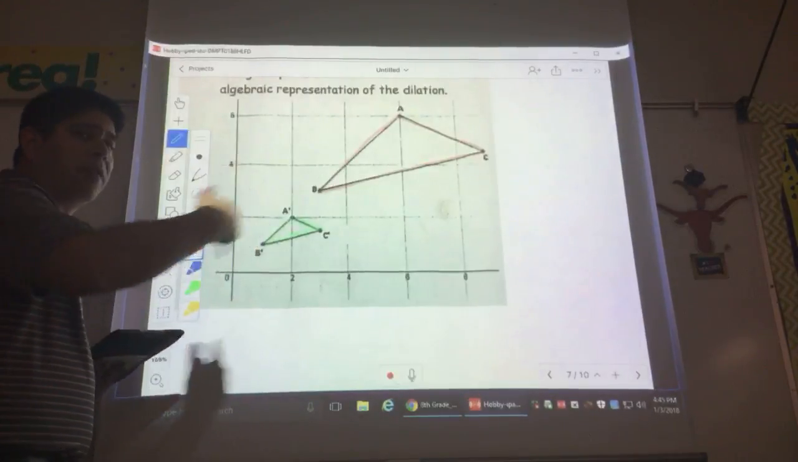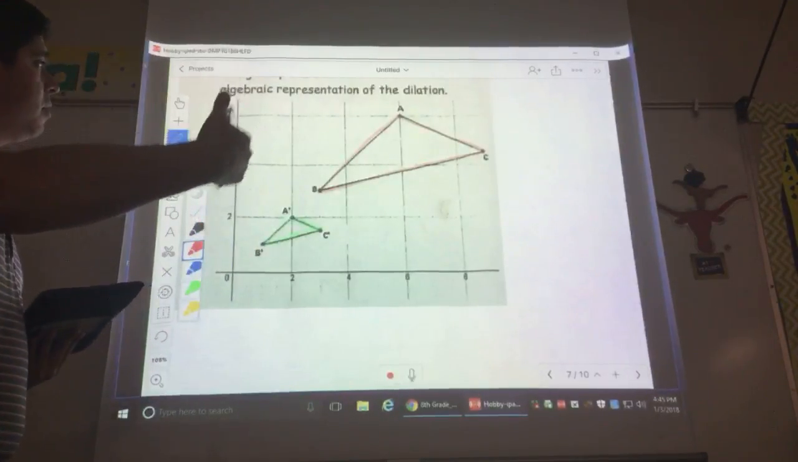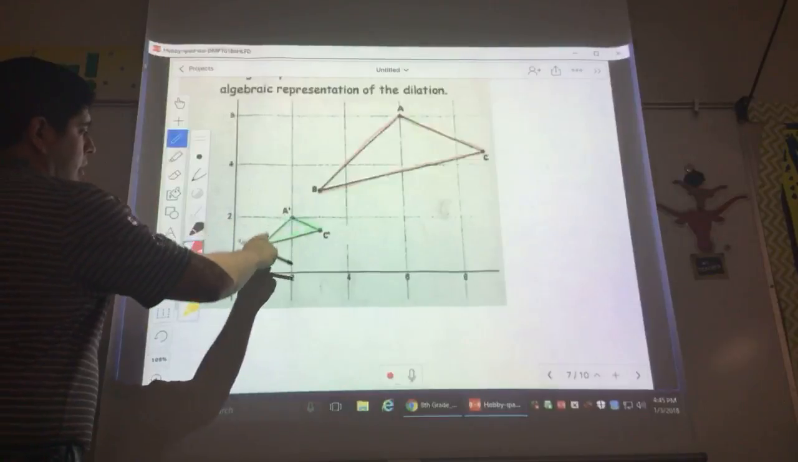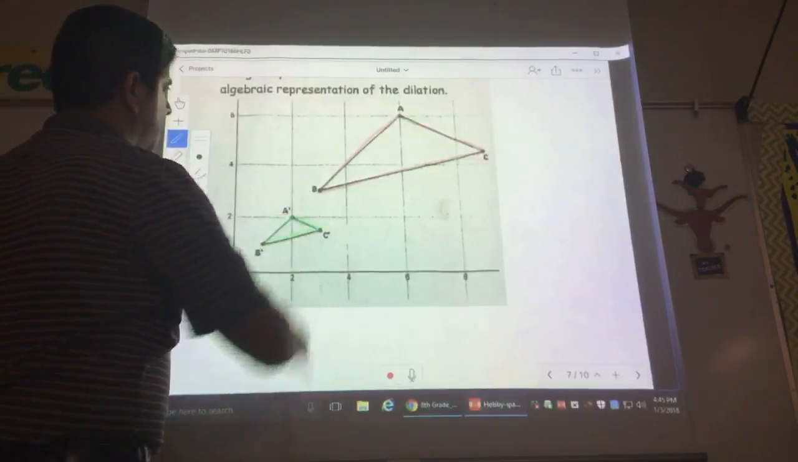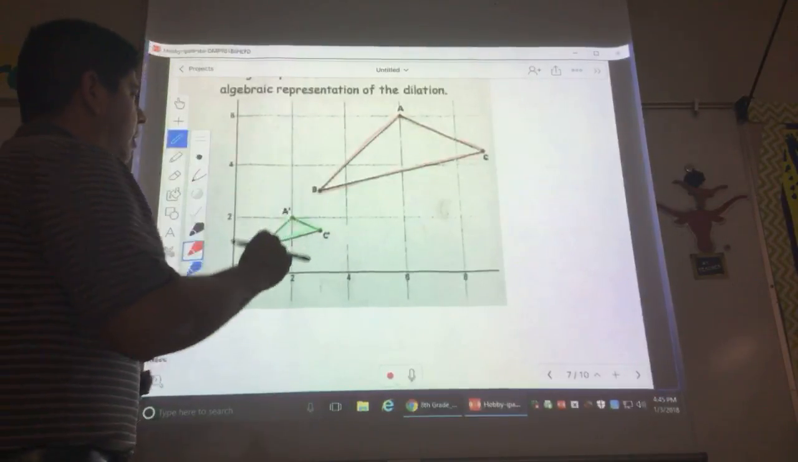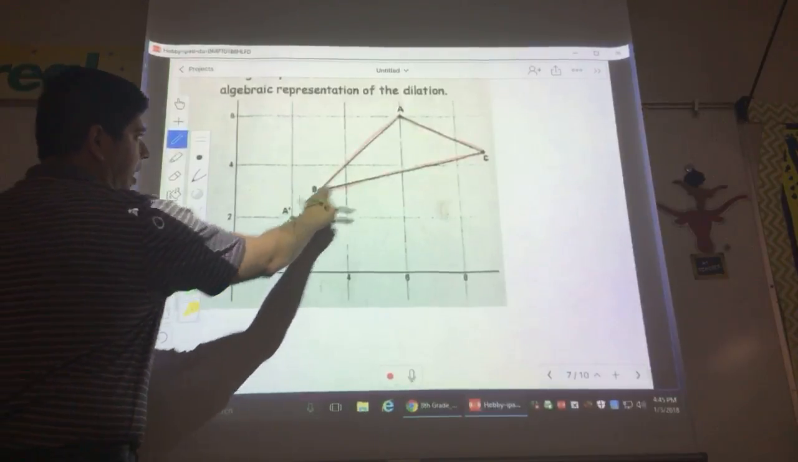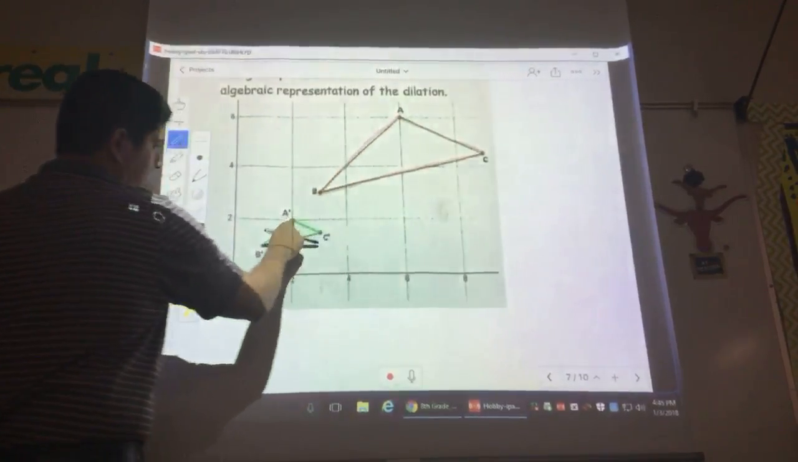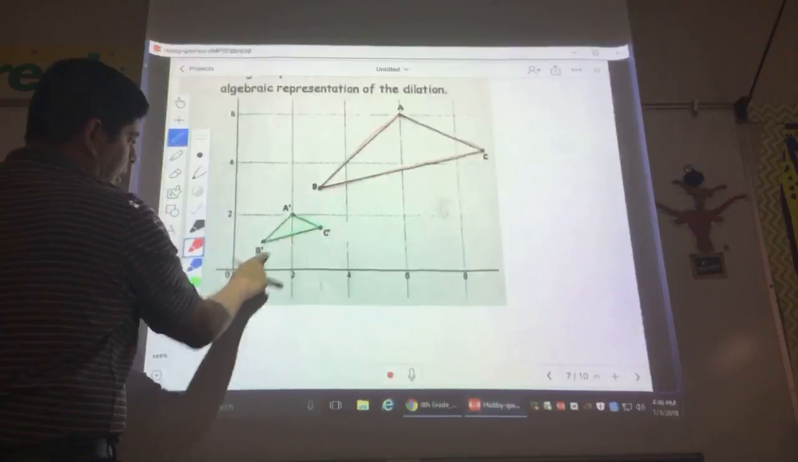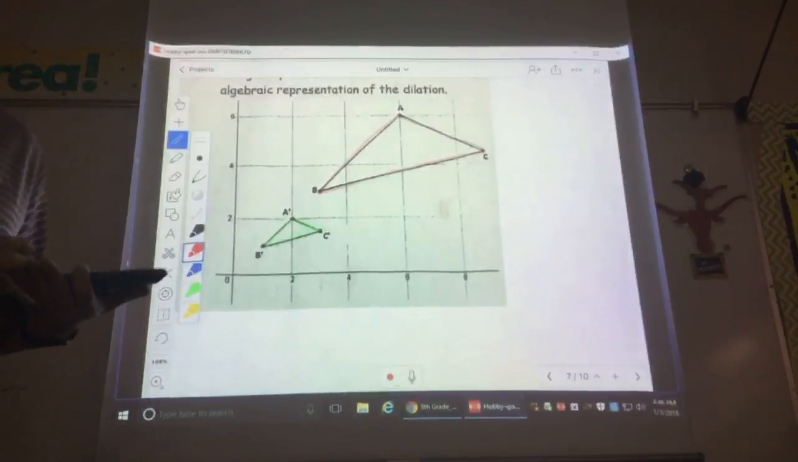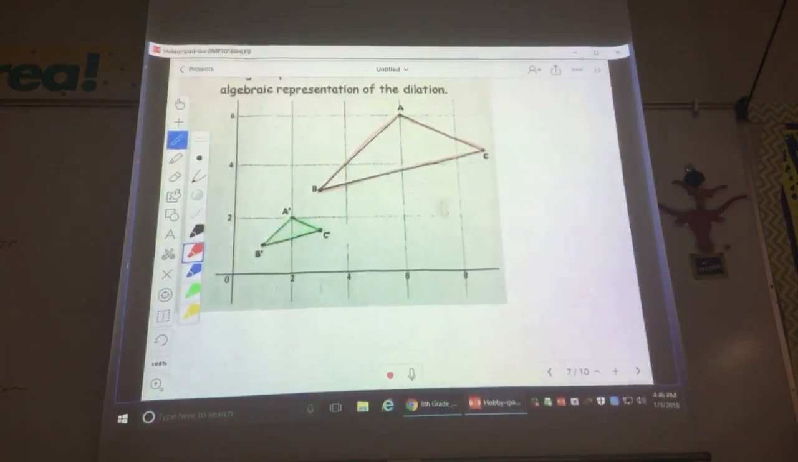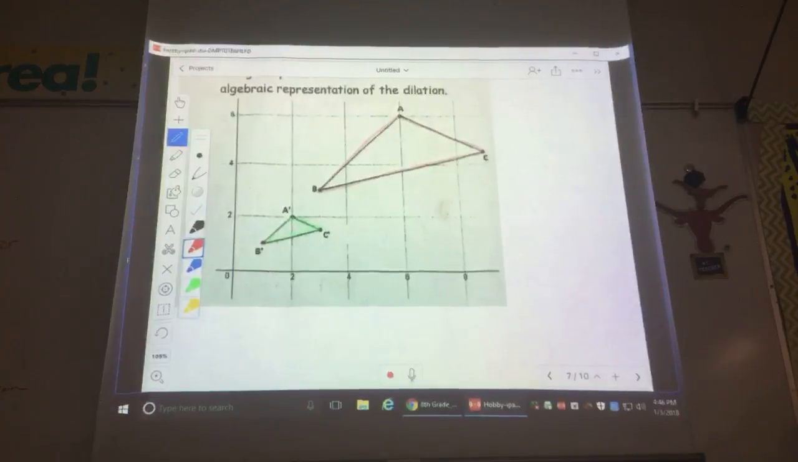Well, I can do my new over old, right? I can do that. So I'm looking here at these triangles, and the only point that I can really point out is this A. This point A and this point A prime right here. Because look at B and C, it's not on a line exactly. So if it's not on a line exactly, those are going to be harder to figure out.